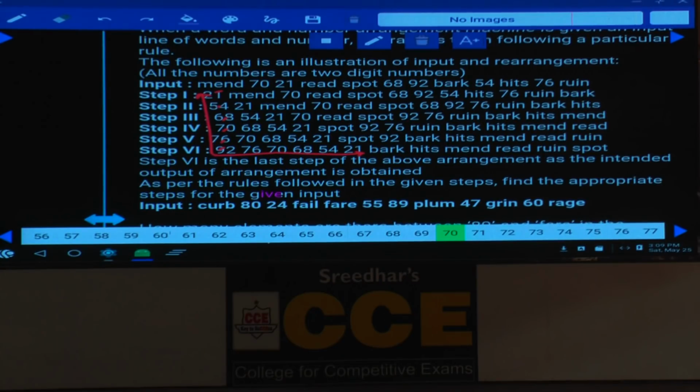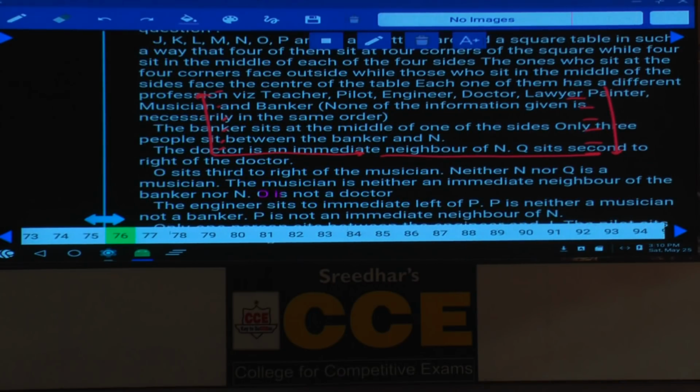And similarly these words: bark, hint, mend, read, ruin and spot. And if you observe the last word here: bark, hint, mend, read, ruin and spot. Now the words are arranged at the last place. Numbers at the first place and words at the last place. Now all these 5 questions are based on the same logic and the same pattern. And they are based on a single input, and so we have to work out the entire procedure. Then question number 76 to 80.